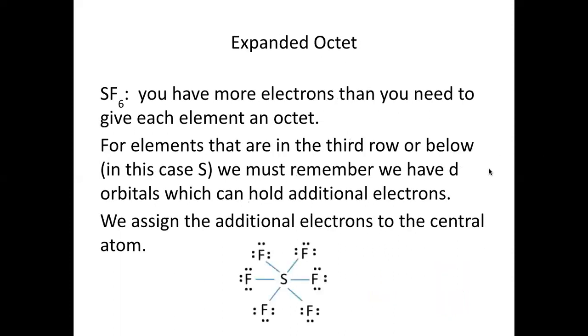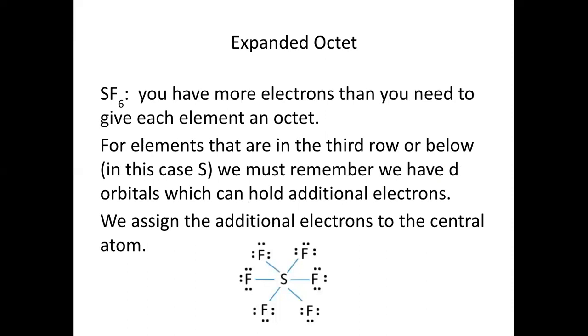Then we have an expanded octet. So this is sulfur hexafluoride. You have more electrons than you need to give each element an octet. So in the last example where we didn't have enough, we had an odd number and couldn't give a full octet. Here, we have more electrons than we need.